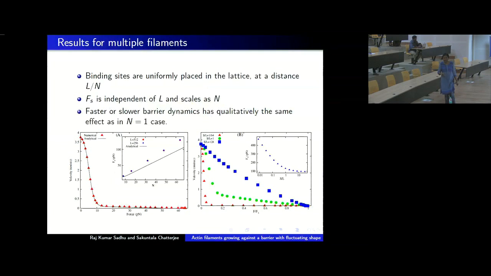Finally, we can generalize these results to the case of multiple filaments. And here we find these are our results. Our analytical calculations can also be extended in this case. And in this case, we find that the stall force is independent of barrier size, but it is proportional to the number of filaments. And in this case also, when we introduce a relative time scale between the two processes, then we find qualitatively the same effect.